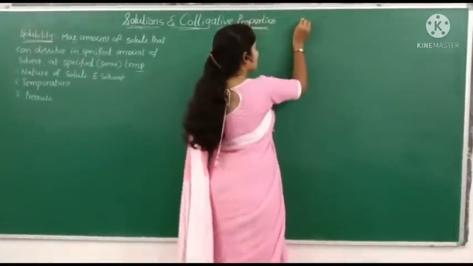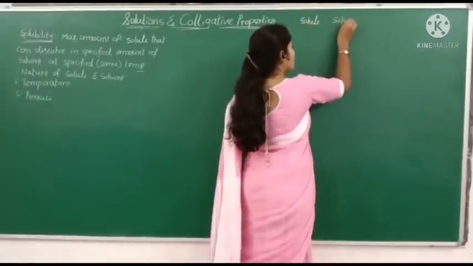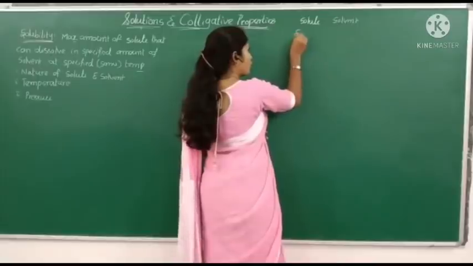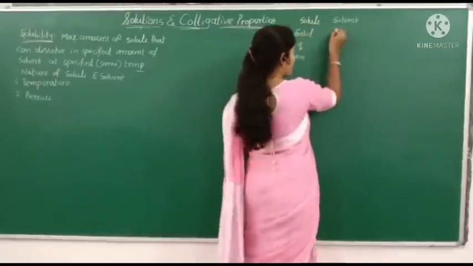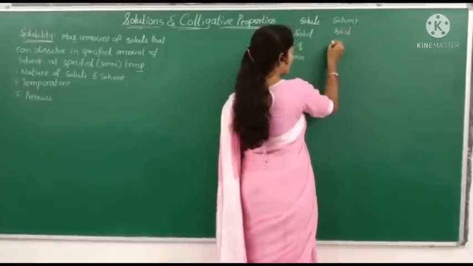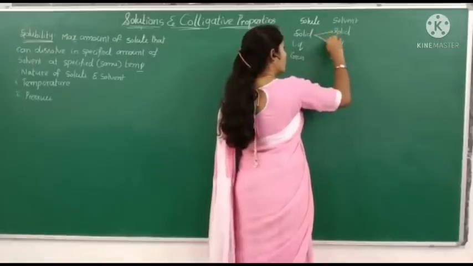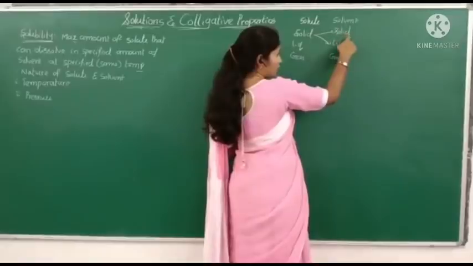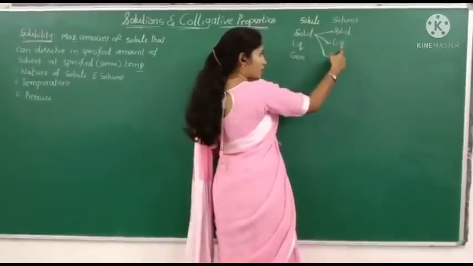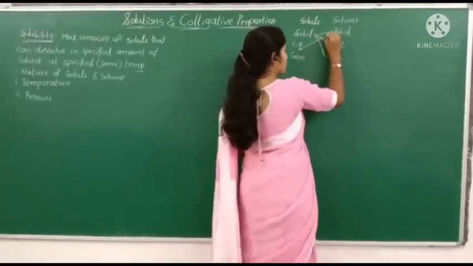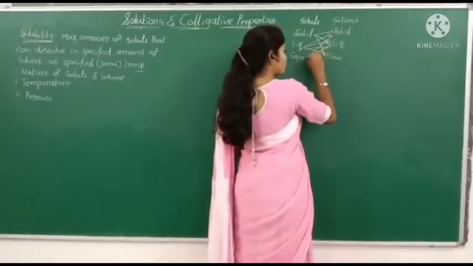Suppose solute and solvent. Here, solute can be present in the form of solid, liquid or gas. In the same way, solvent also can be present in the form of solid, liquid or gas. So a solid solute can dissolve in a solid solvent, which forms one type of solution, solid in liquid is another solution, solid in gas is another solution. Like this we have totally 9 types of solutions.